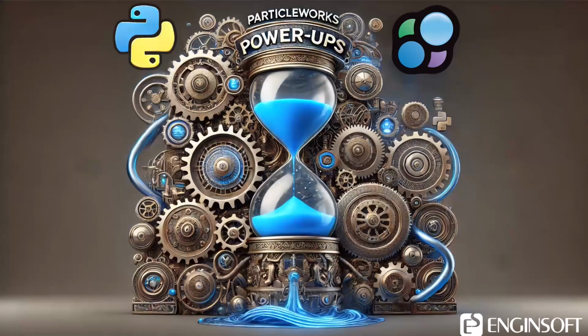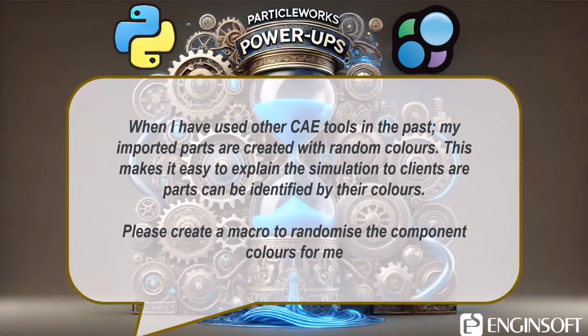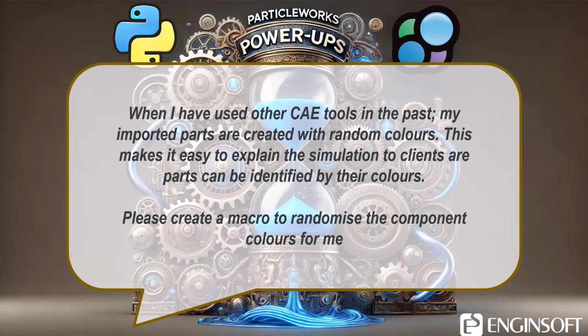Today's request comes from a new user who's worked with other CAE tools in the past. In some software, imported parts automatically have different colours, making it easier to show results to clients who can identify parts by colours at a glance. In Particleworks, all parts start as grey, but we can set them to any hex code we like. The problem? Manually colouring each part is time consuming and not the best use of your time.